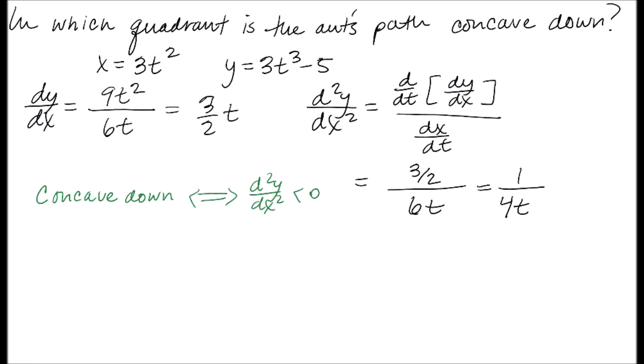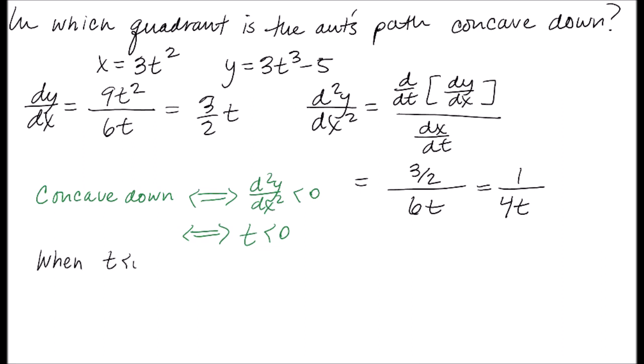And the only way I can see that this fraction, 1 over 4t, is going to be negative is if t is negative. Okay, so I'm going to say that this happens if and only if t is negative. And then we go back into x and y and see what happens when we plug in a negative number.